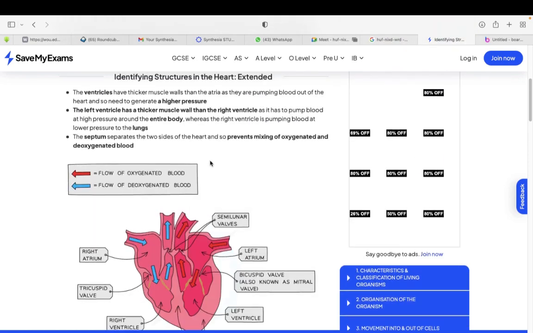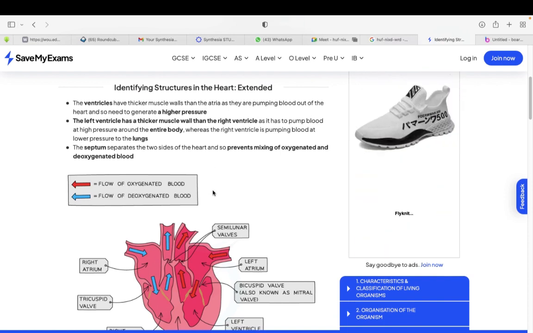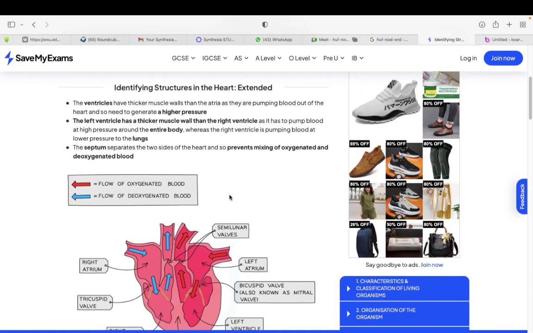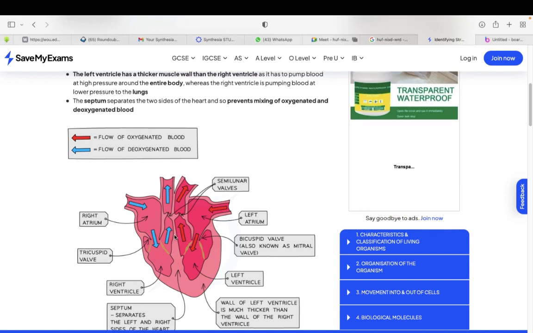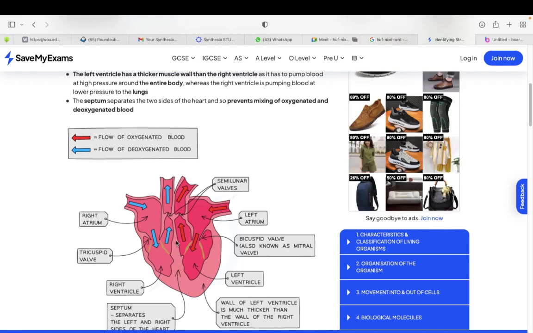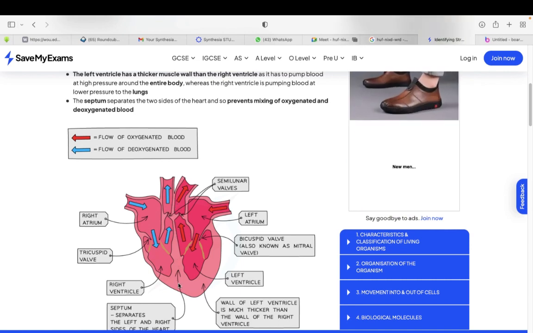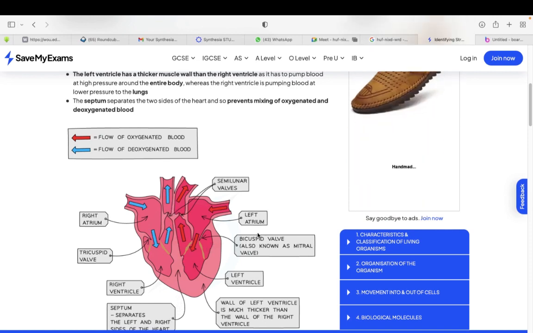Please take note, because these are in your exam paper in biology. So the septum separates the left side of the heart. What color is this? What will you call this color? Peach. This is a peach color. So this peach color represents the septum, which separates the left side of the heart from the right side of the heart. Is that okay?